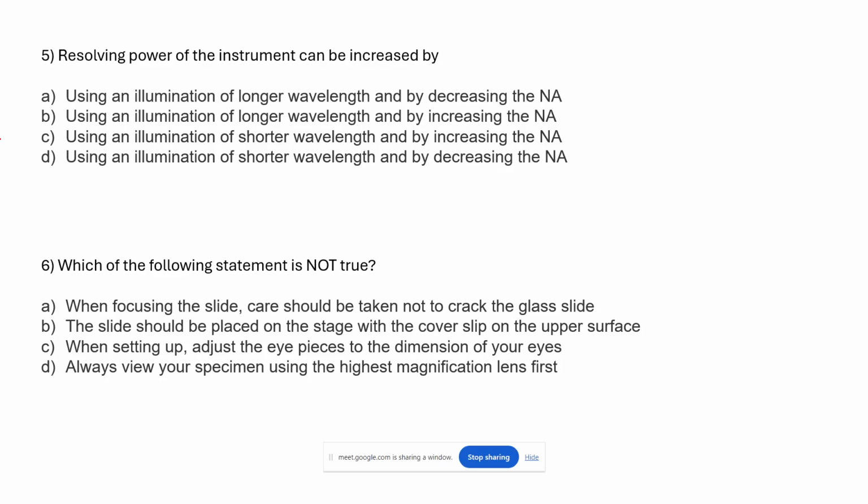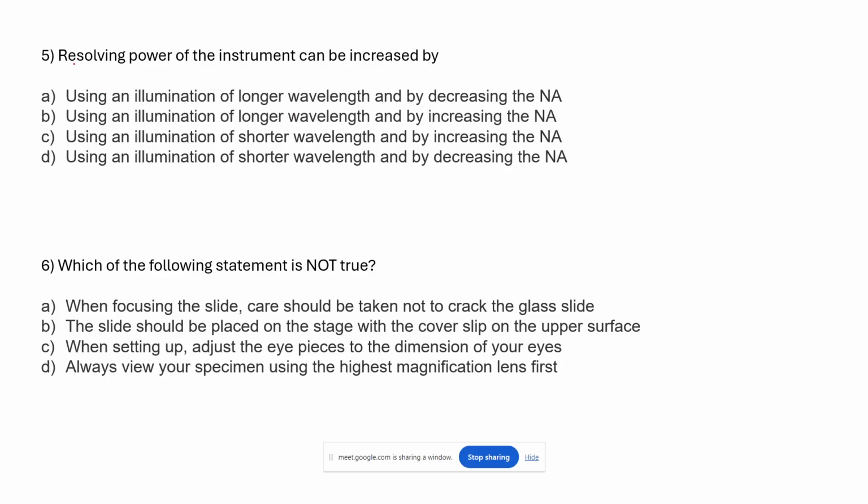Now we'll move to the next question, the fifth one, where we need to find how the resolving power of an instrument can be increased. Resolving power means two separate objects are seen as separate things. So option A is using an illumination of a longer wavelength with a decrease in numerical aperture. And the second option is using an illumination of a longer wavelength.